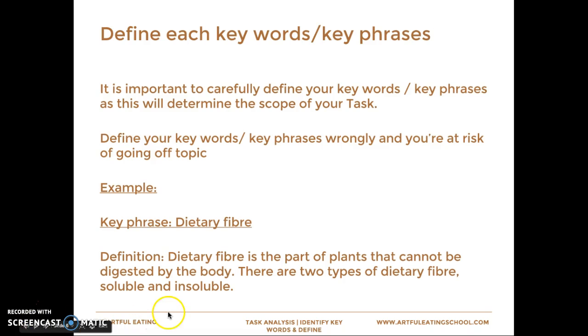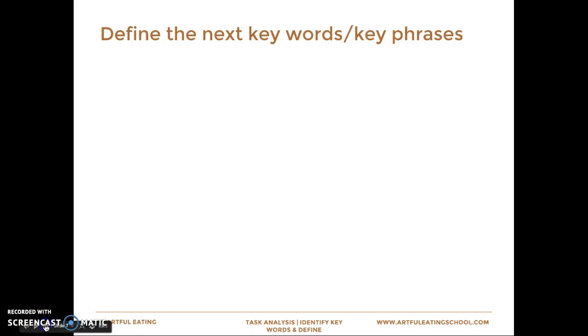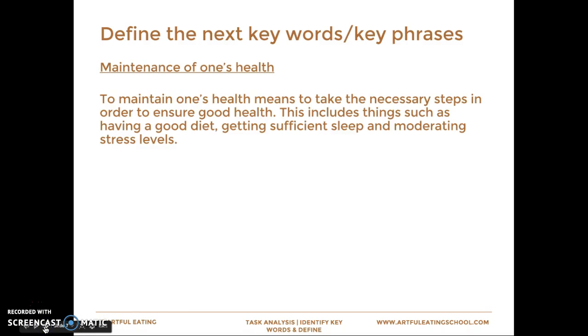So as you can see here, I've defined dietary fiber as a part of a plant, which means that I will not be including any other food that you could eat that is not digested by the body. Okay, so it's only referring to parts of plants. Here's another example. So maintenance of one's health. I'm defining it as maintaining one's health means to take necessary steps in order to ensure good health. This includes things such as having a good diet, getting sufficient sleep, and moderating stress levels.